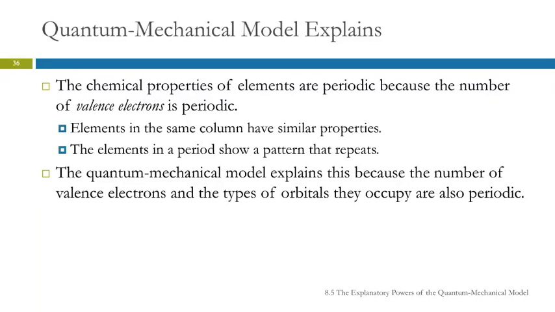So let's look at how the quantum mechanical model explains a bunch of stuff. Chemical properties of the elements are periodic because the number of valence electrons is periodic. If you look at elements in the same column, they have similar properties. That's how the table got set up in the first place. They have similar properties because they have the same number of valence electrons.